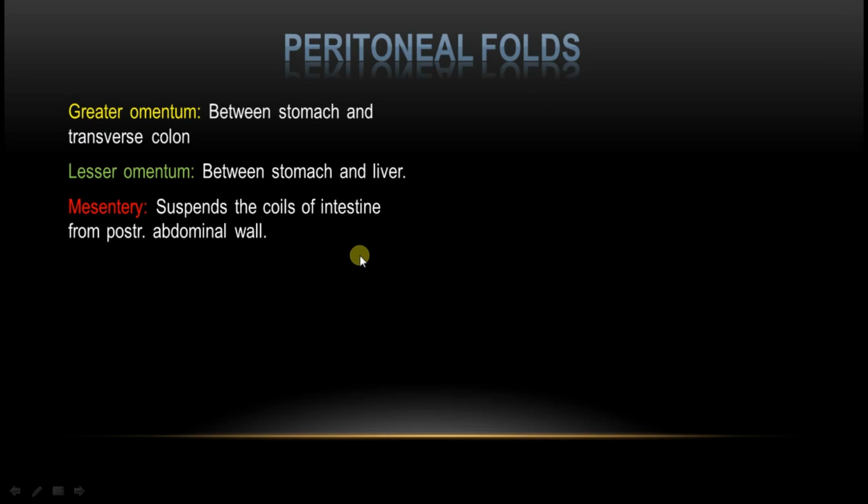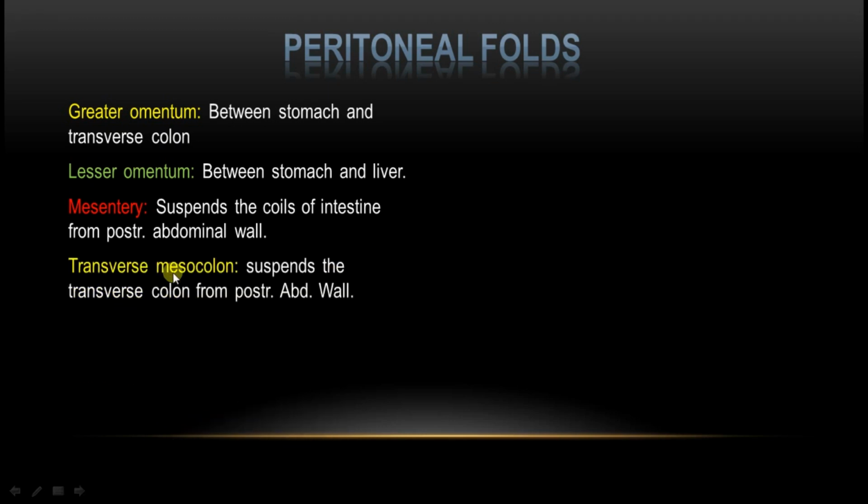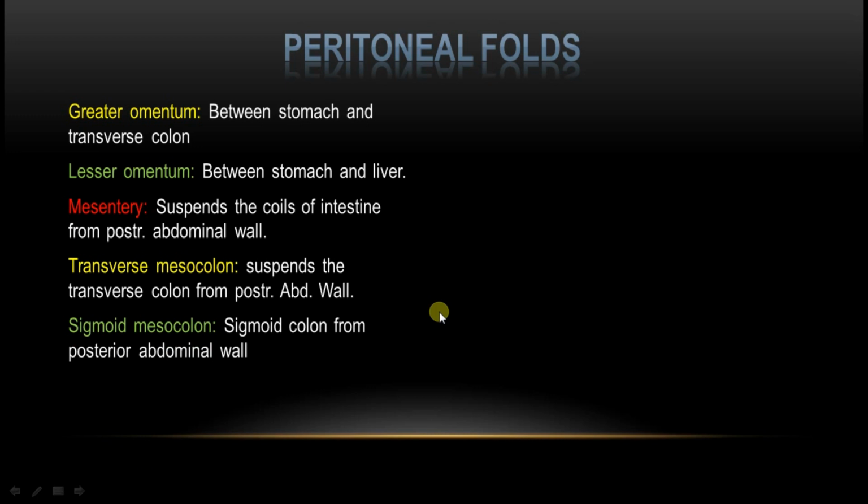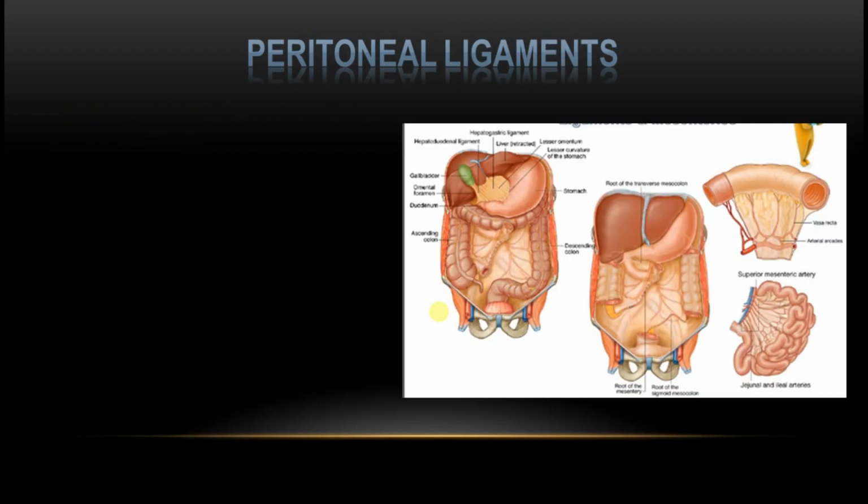Then you have the mesocolon for the transverse colon, which suspends the transverse colon from the posterior abdominal wall. Then you have the mesoappendix and sigmoid mesocolon. They are peritoneal folds suspending the sigmoid colon and the appendix. The appendix is suspended by the peritoneal fold called the mesoappendix. So we have seen some of the peritoneal folds and their nomenclature: mesentery, omentum, mesocolon, mesoappendix, and so on.